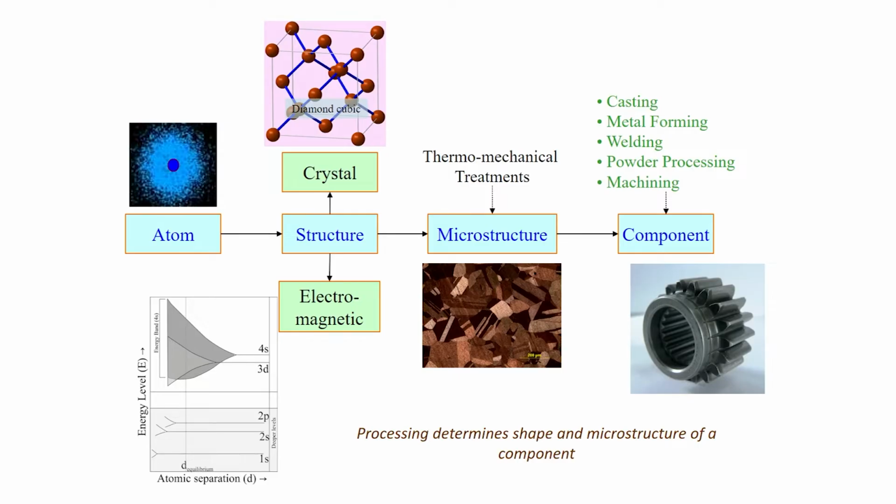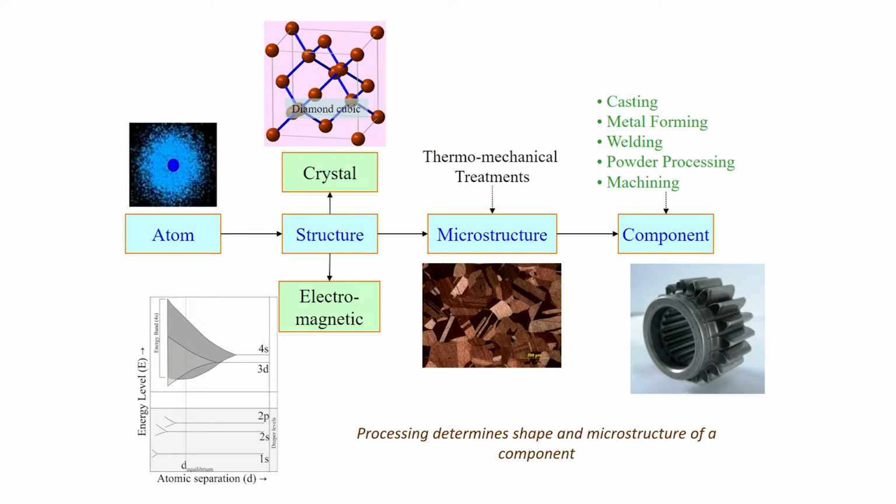So, in a nutshell, structure consists of atomic structure, which is nothing but electromagnetic structure, and when the atoms are arranged in a particular fashion, it creates a crystal, or it can create an amorphous structure also, as we have talked about. And when a large number of crystals are arranged nicely, we call it a microstructure, and when the microstructures build on a large scale, we form a component. Components are formed by different kinds of processing routes like casting, metal forming, welding, powder metallurgy, machining. So, these are all connected.